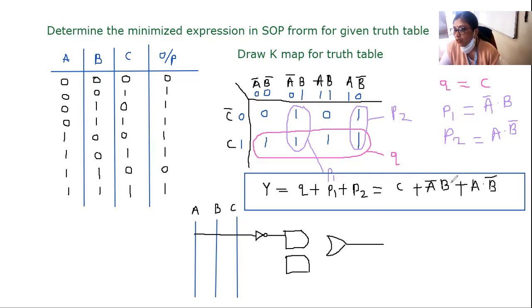Okay. And another variable is B directly. So here I will have to draw the B line. Okay. So the output of the first AND gate is A bar B. A bar B. Now for the second AND gate, A is directly taken.